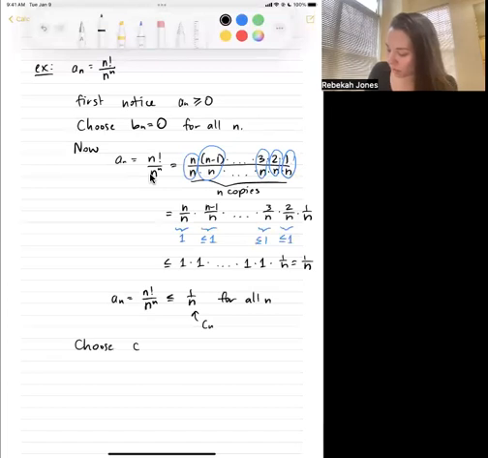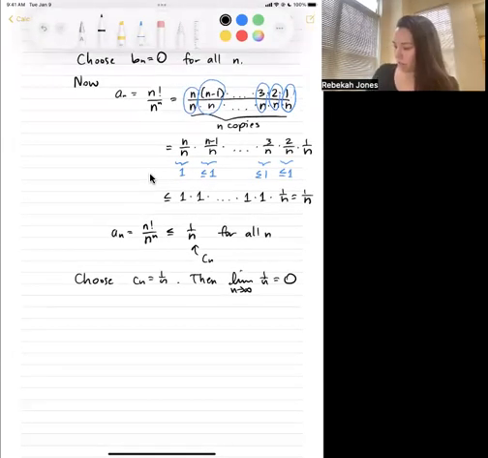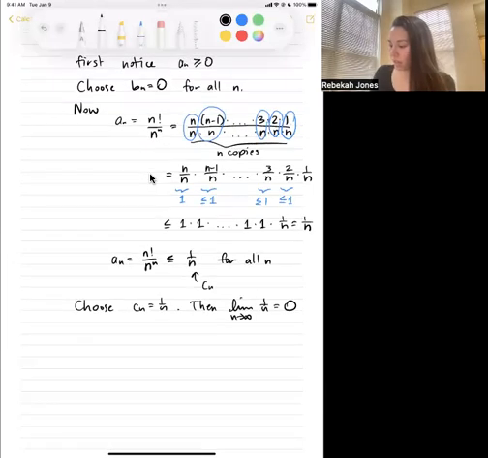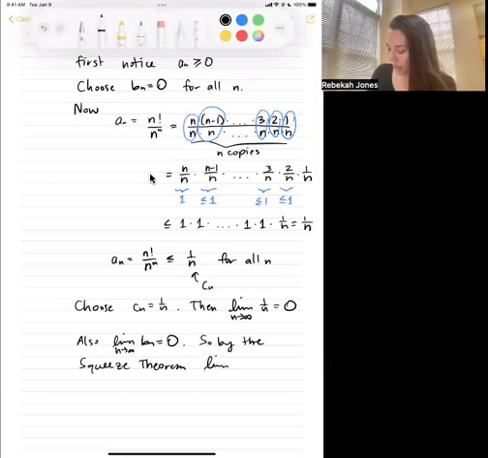So we choose c sub n to be 1 over n, then we know that the limit of 1 over n is going to be 0 as n goes to infinity. So the limit of c sub n is 0. Also, the limit of b sub n, remember we chose that to just be 0 always. And so by the squeeze theorem, we can say that the limit as n goes to infinity of a sub n equals 0.